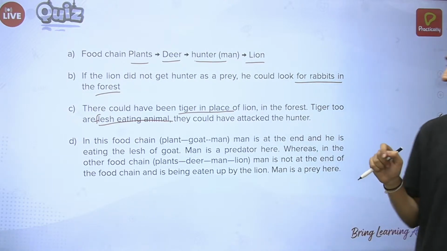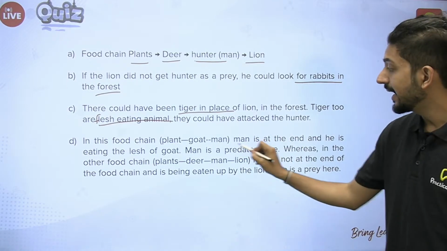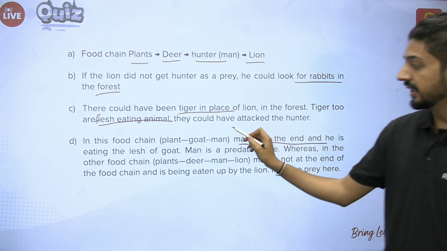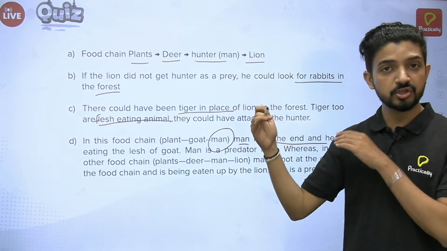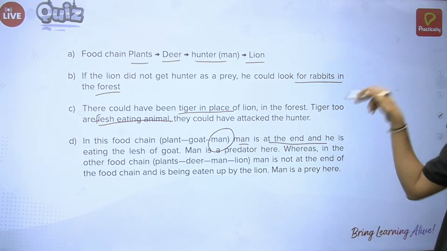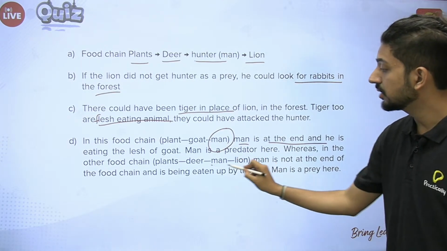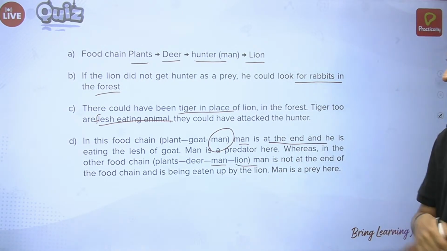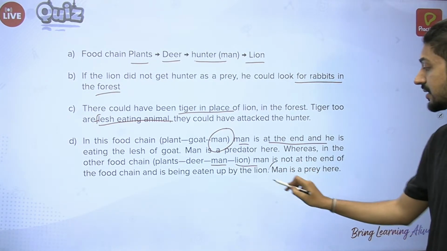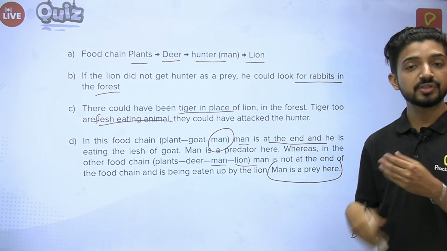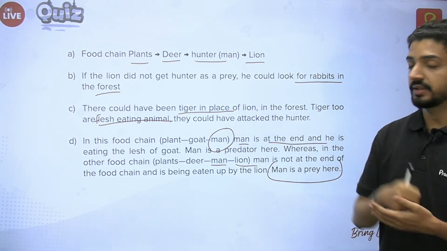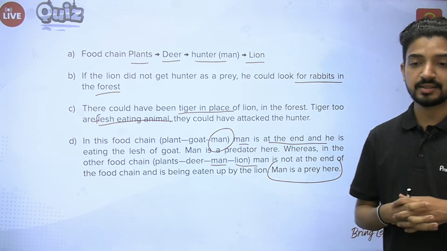In this food chain, man is at the end, right? Man is the topmost consumer in this chain, but in this case man is not the topmost consumer, the lion is the topmost consumer. So man is a prey here. In this way this food chain differs from the other one. Okay, so this is how you will answer this question.